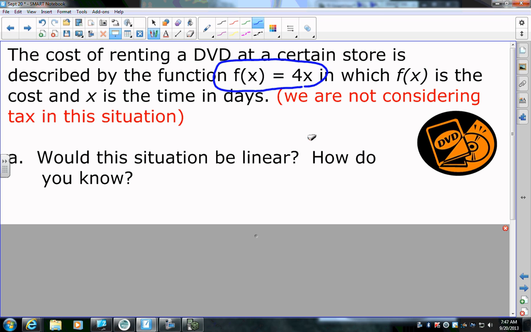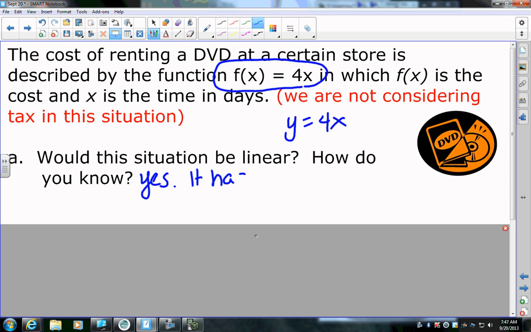f of x is the same as y equals. So we have y equals 4x. Looking at that right there, is that linear? If you don't know, put it in your calculator, put 4x in there and press graph. But it sure is, because the exponent is a 1 and it's going up at the same rate of change. So yes, it is linear.